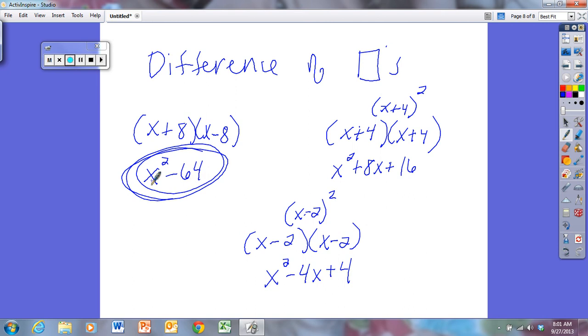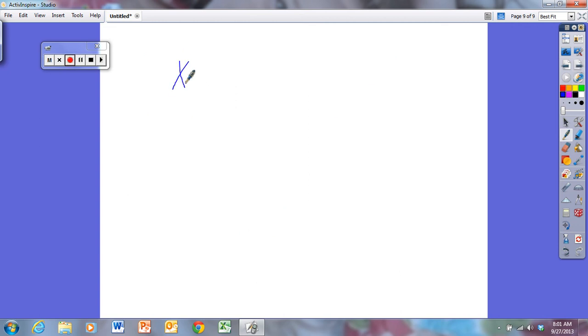64 is 8 times 8, x squared is x times x, and you always end up with a minus sign in here because these signs are different. If the signs are the same, you're going to get a middle term. So that's why we can factor the difference of perfect squares.